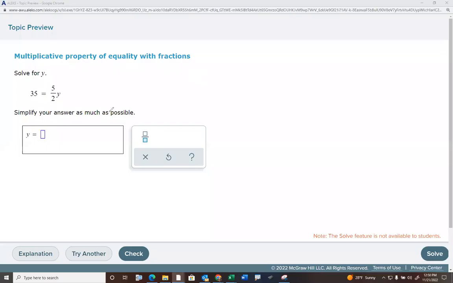All right, so multiplicative property of equality, same thing, but with fractions. Okay, so we've got 35. I'm just going to write it over here so I have more room to work. Okay, I've got an equation. I want to solve for the variable because that's what's going to bring joy and happiness to my heart. And so what's being done to the variable? It's being multiplied by 5 halves. What's the opposite of multiplying by 5 halves? Oh yeah, dividing by 5 halves.